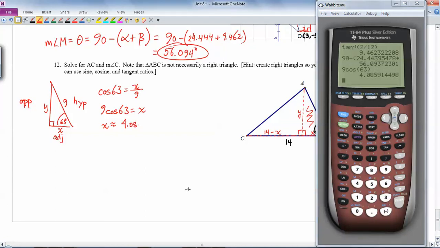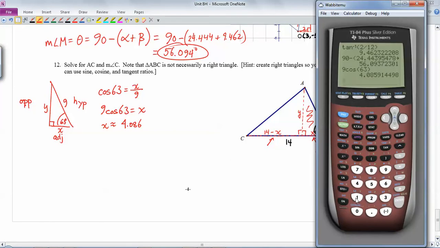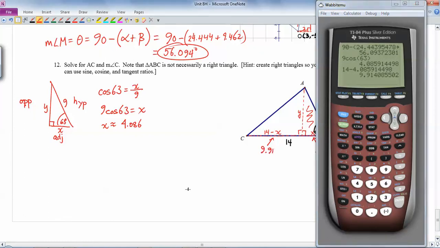4.0859. We'll just round it to 4.086. And so that's this part. That part is 4.086, which means we can get this part because it's just 14 minus that other part. So let me call this back up. 14 minus the previous answer. So this part is 9.914 roughly.